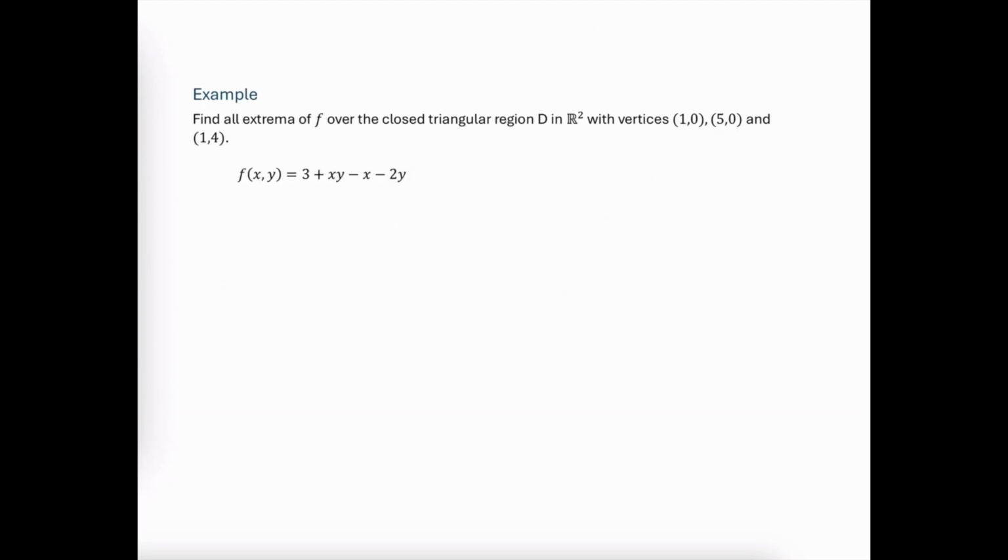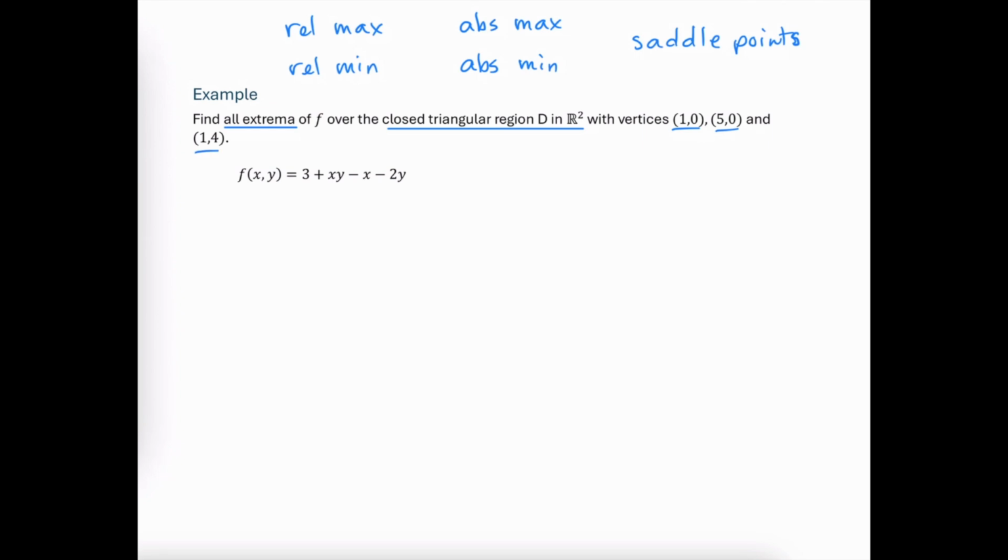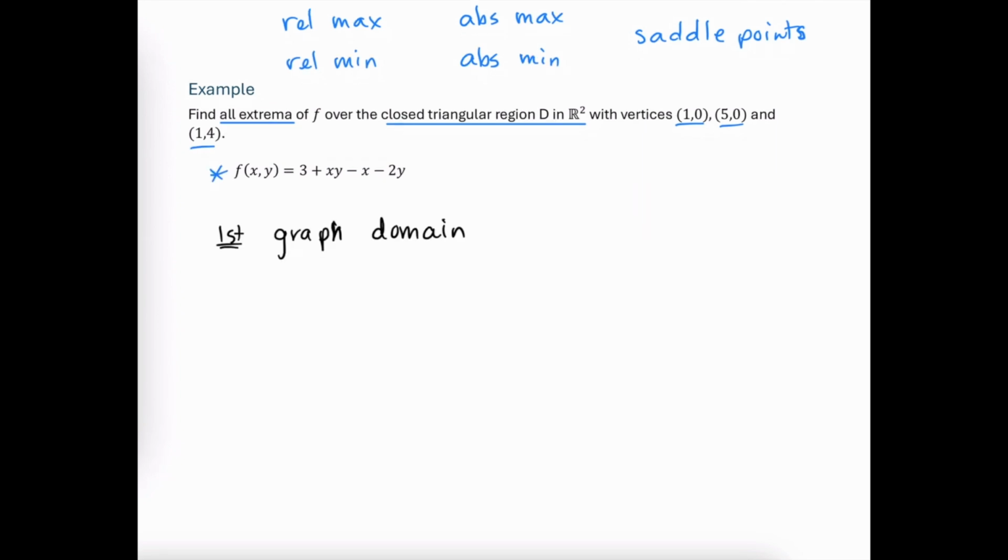So let's look at an example here. We're asked to find all of the extrema for this function, and that means the relative max, the relative min, the absolute max, the absolute min, and any saddle points. We're given a closed triangular region in the floor with these vertices, and here's the surface function in question. The first thing that I want to do is get an image of the domain. So I'm going to do that both in 2 dimensions and in 3 dimensions.